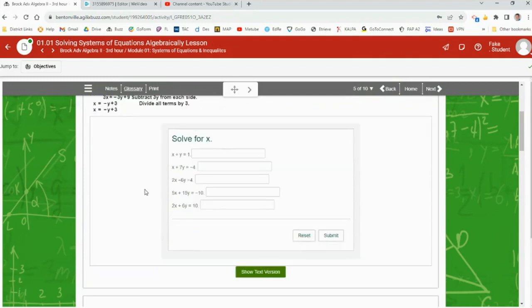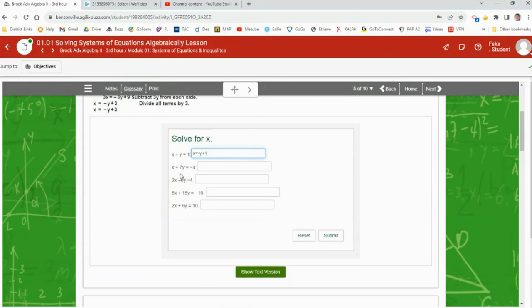So here's some examples to see if we can do that. If we have x plus y equals 1, how can we rearrange that to be x equals? If it's x plus y equals 1, and we want to rearrange it to where the x is by itself, we would subtract y from both sides, right? So it'd be negative y plus 1. Or it could be 1 minus y, and it may want us to do it that way. I don't know if it's going to count that right or not.